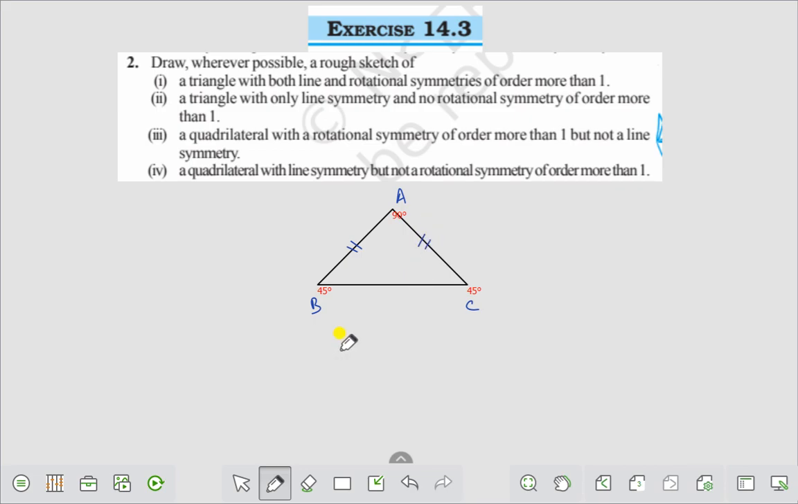This triangle has only one line symmetry, this line symmetry. Line of symmetry is this one only. This is the line symmetry, right? One line symmetry and no rotational symmetry. See, here we are getting no rotational symmetry. If we turn this one, this A will come here, but we will not get any rotational symmetry.